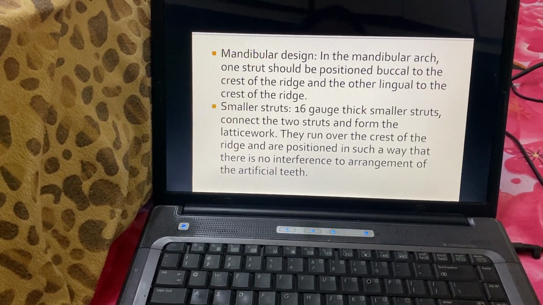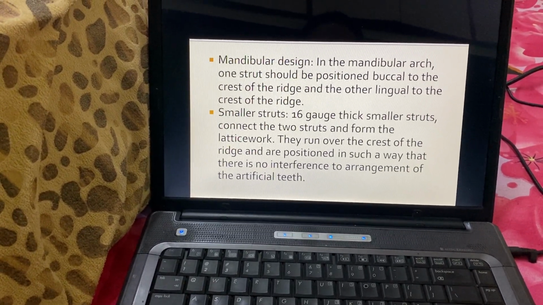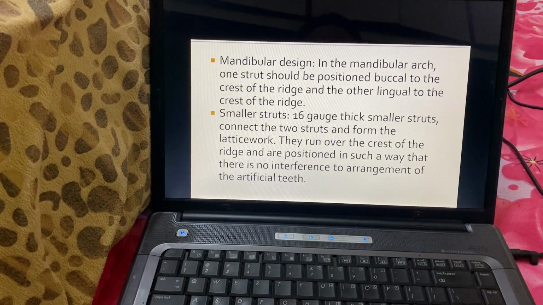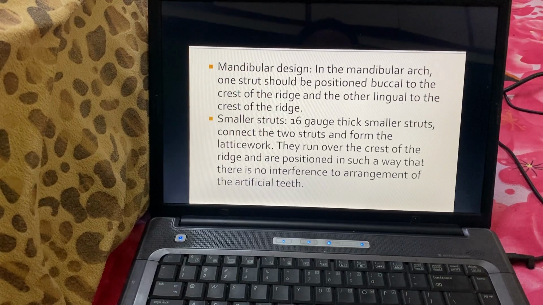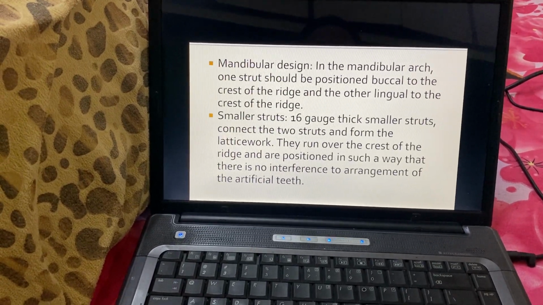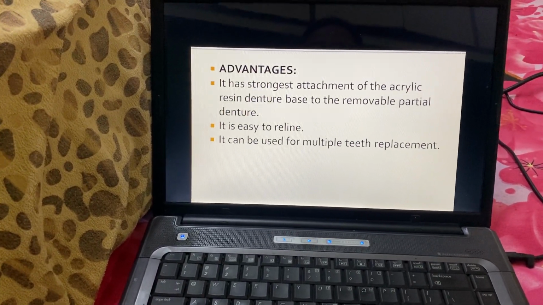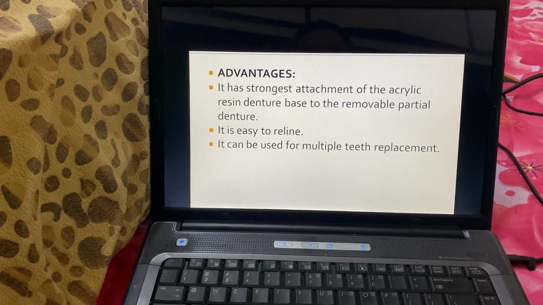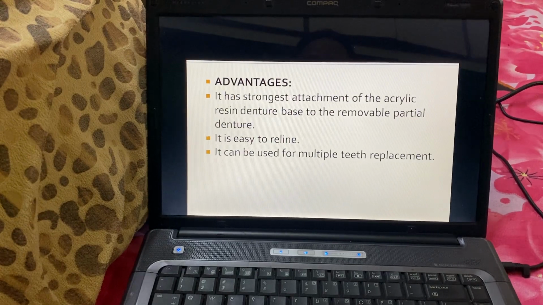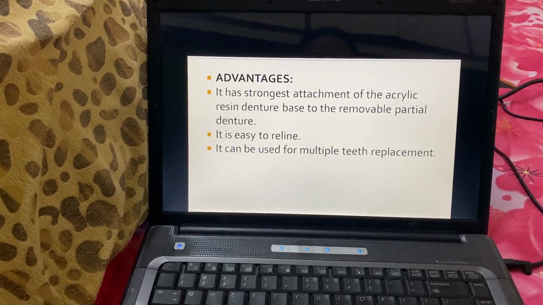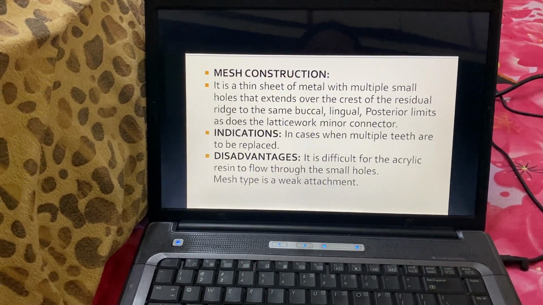The smaller struts, 16 gauge thick, connect the 2 struts and form the lattice work. They run over the crest of the ridge and are positioned in such a way that there is no interference to arrangement of the artificial teeth. It offers the advantages of being the strongest attachment of the acrylic denture base to the removable partial denture. It's easy to reline, can be used for multiple teeth replacement.